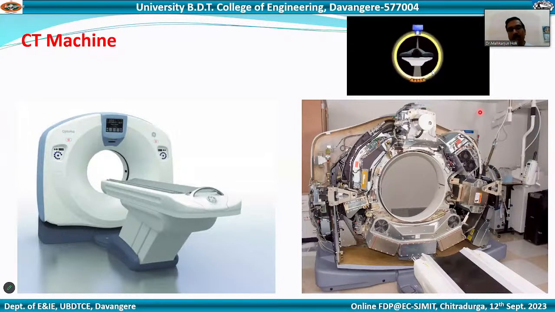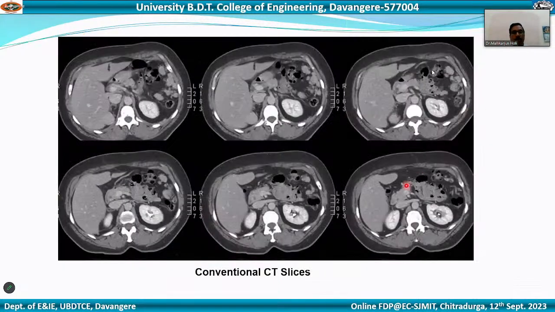Okay, so this is how conventional CT slices look. These are abdominal regions, where you can see the spinal cord clearly. This is the spinal cord, and this is the spinal vertebra. Then you can see the liver part very clearly.